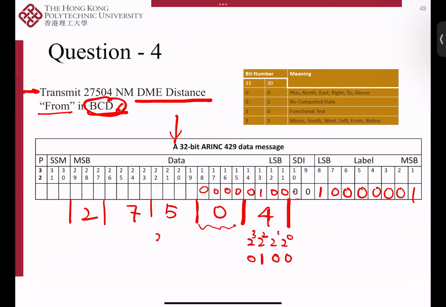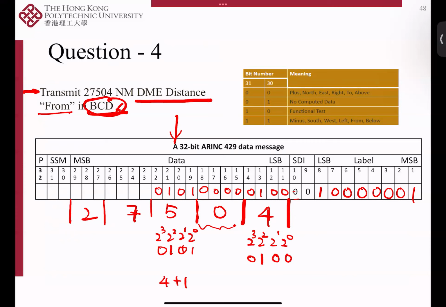So that we have 2 to the order of 3, 2 to the order of 1, 2 to the order of 0. So for 5, that equals 4 plus 1. So it equals this one and this one. So the others will be 0. So what we have is 0, 1, 0, 1.